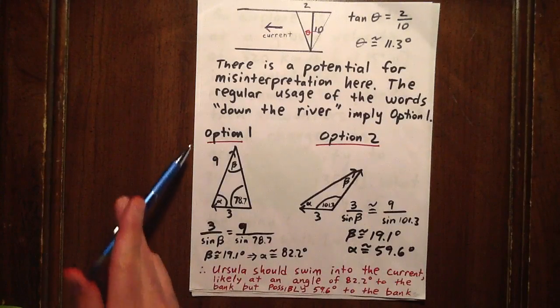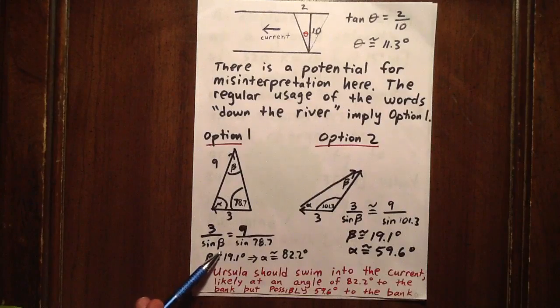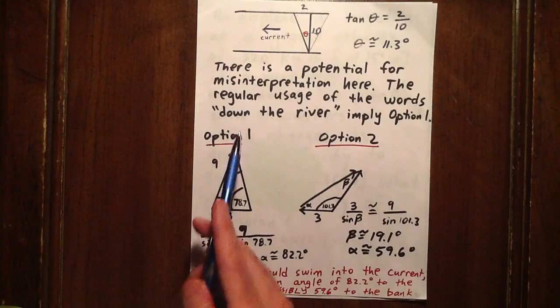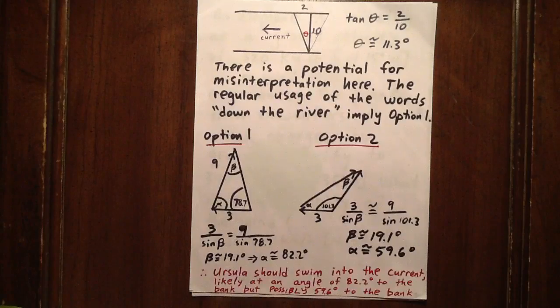Now to repeat, I think this is the more correct option because down the river generally means with the current, but it's nice to know that we could answer it both ways in case the person misspoke.